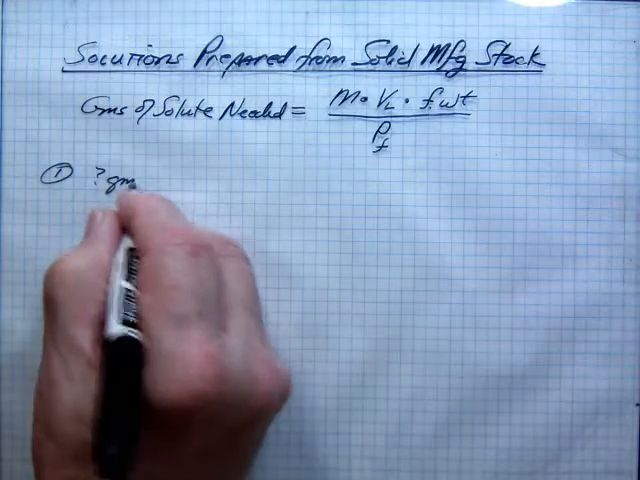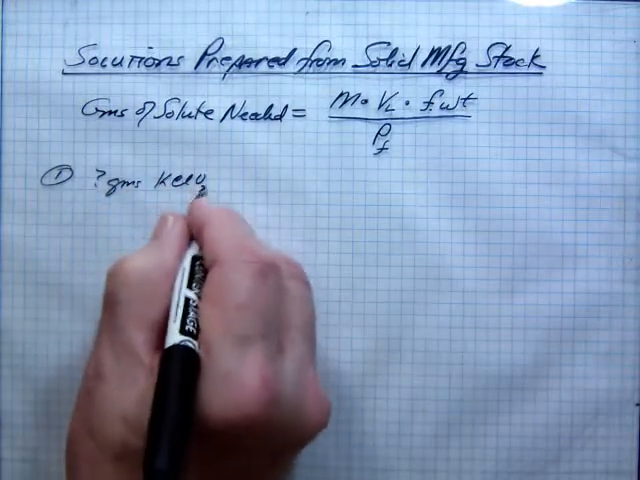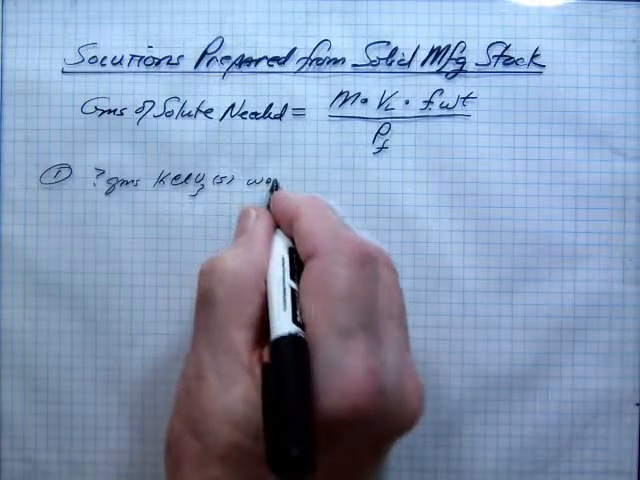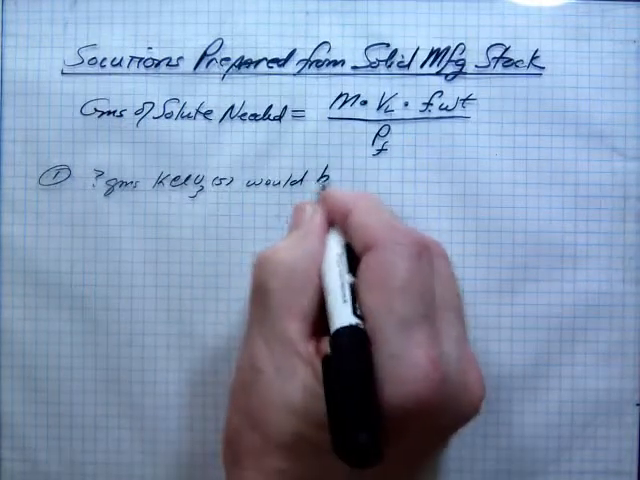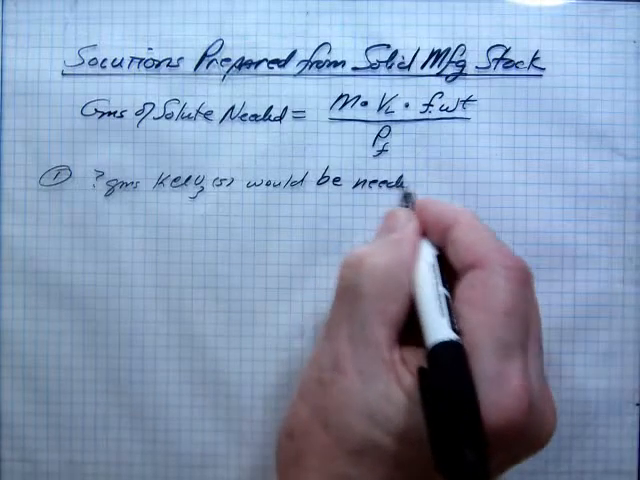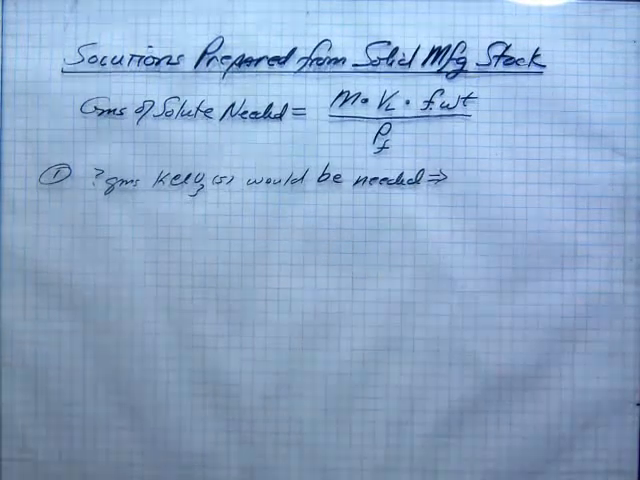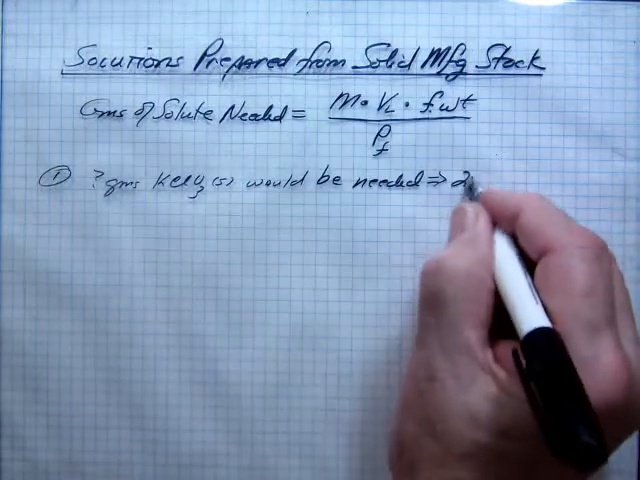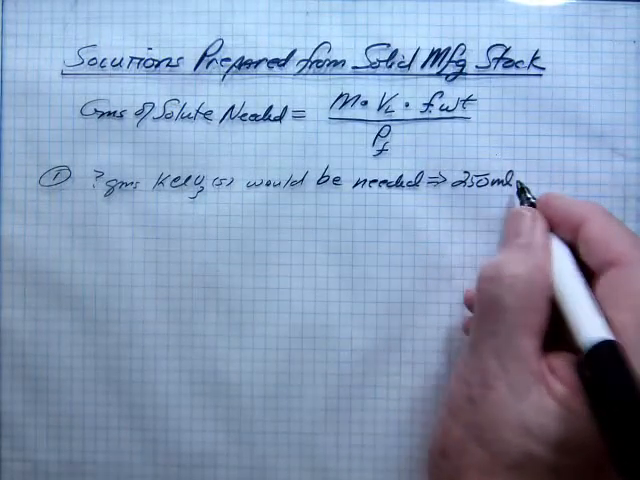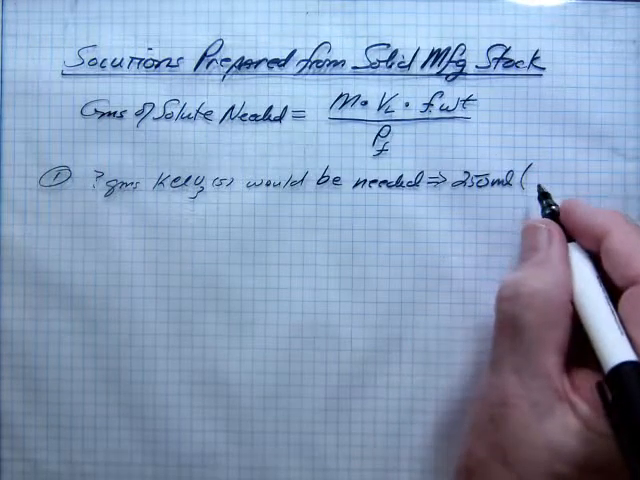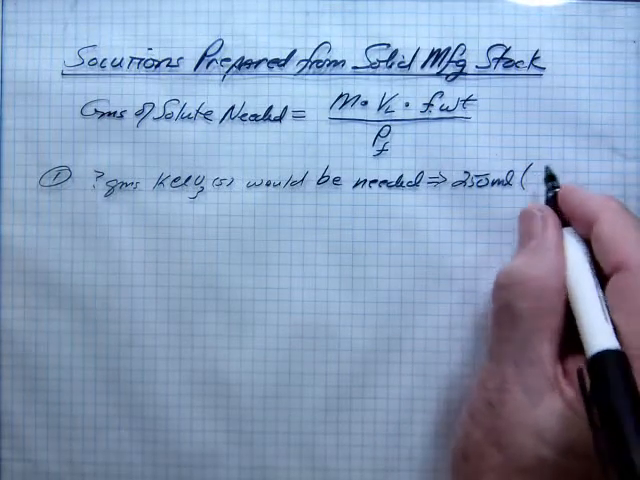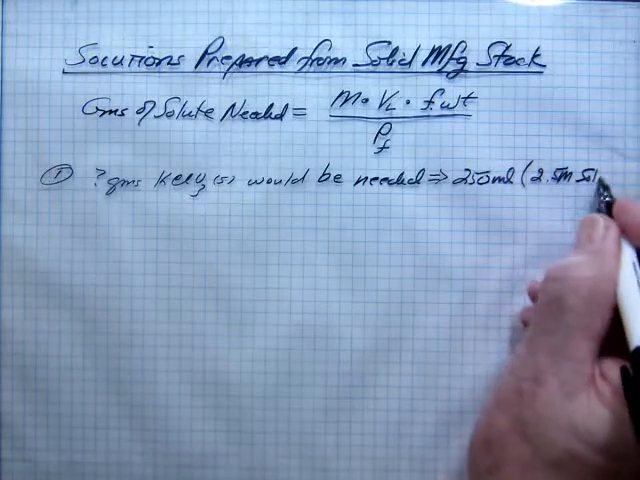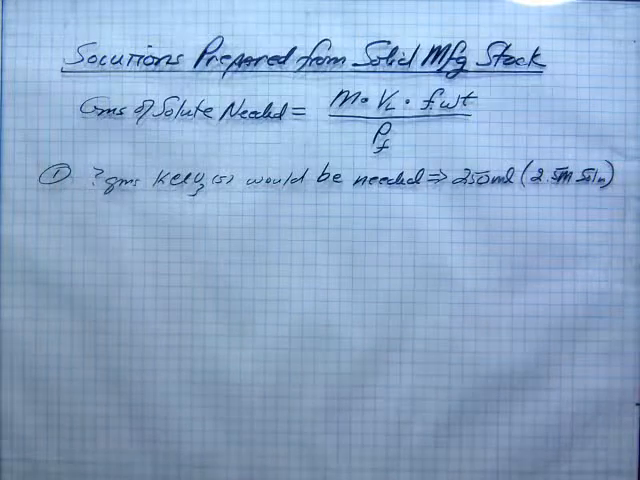How many grams of KClO3 solid would be needed to give 250 milliliters of a 2.5 molar solution of the solute given.